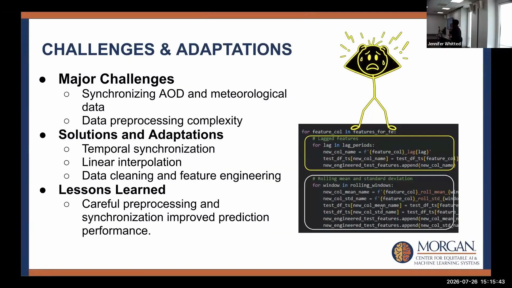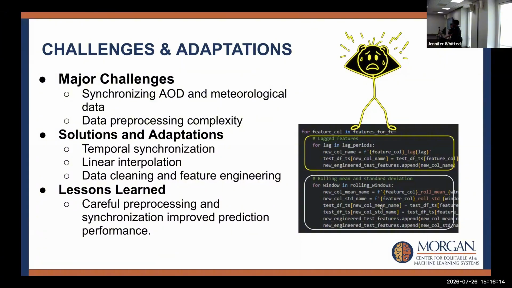So I want to make mention that while we experienced some good results, just like any other research, we experienced some significant challenges. Some of those challenges were synchronizing satellite and terrestrial data. When we got our satellite data, we had different timestamps from the weather data. The first thing that we had to do was to synchronize these times so we could actually use the data. Another challenge is the data preprocessing complexity. We had to do certain steps over and over again until we got the same data at the same time.